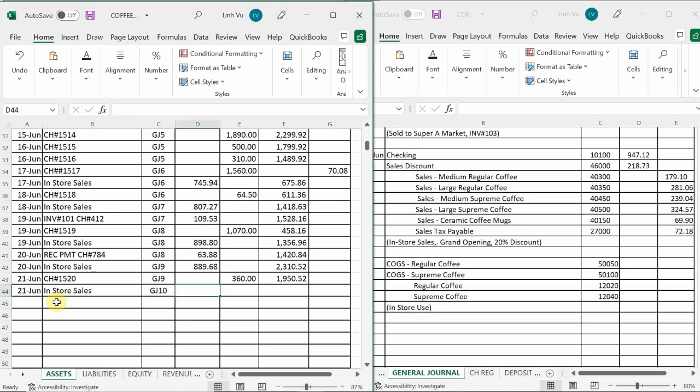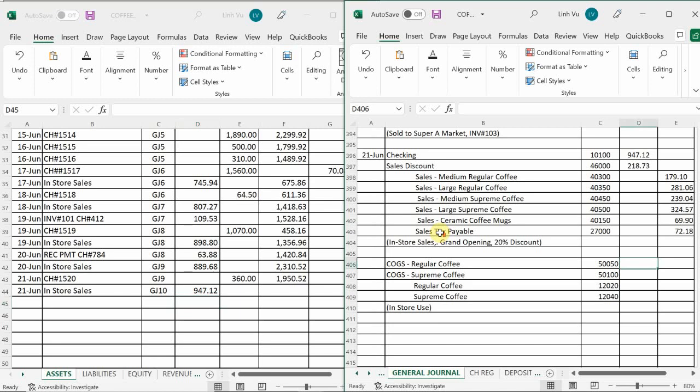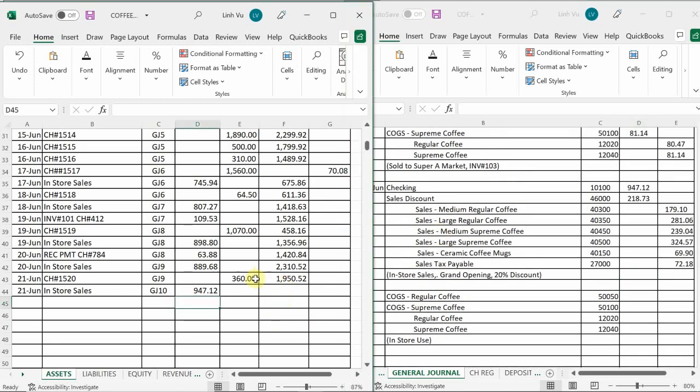Okay, so let's see here. We got $947.12. So in this case, right? How much money should I have in my checking account now? Okay. If I have 1950 right now balance in my checking account, I just added $947.12 here. How much is my total balance in my checking account?